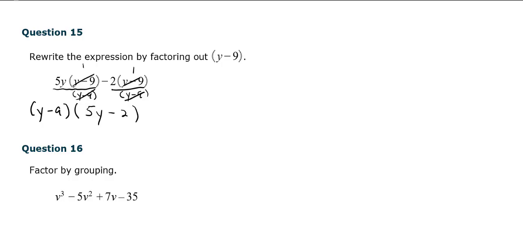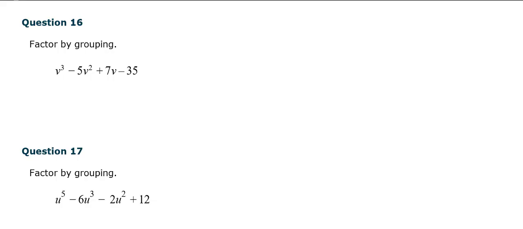So our answer would be y minus 9 times 5y minus 2. Order does not make a difference in your answer because we're really multiplying two values, and order doesn't make a difference when you're multiplying. So if you had written your answer 5y minus 2 times y minus 9, your answer would also be correct.